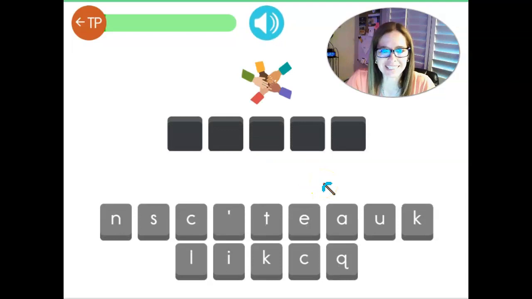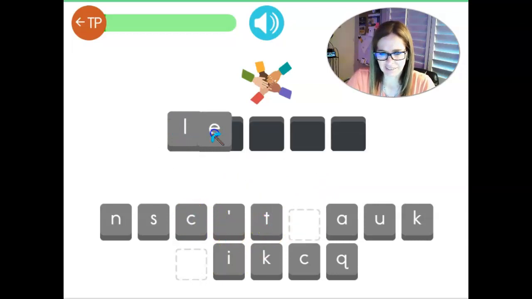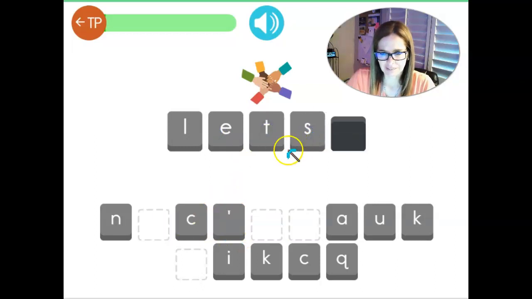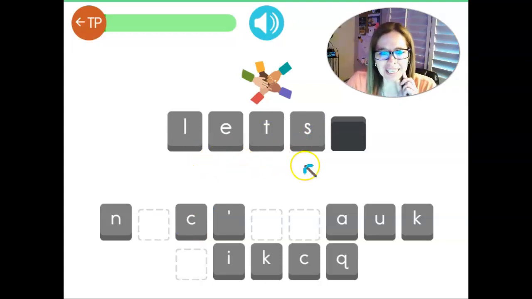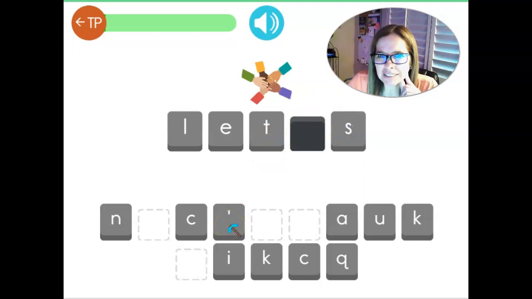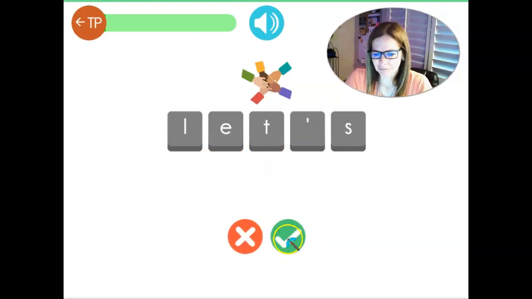Let's. L, e, t, s. Let's. I noticed I forgot something, didn't I? If this word let's means let us, then that means something popped out here. And what is it called that takes its place? Do you remember what that's called? An apostrophe. Let's.